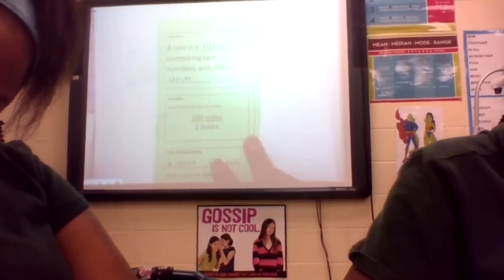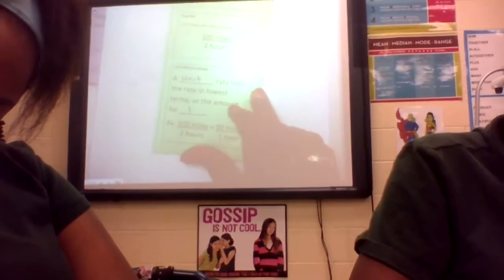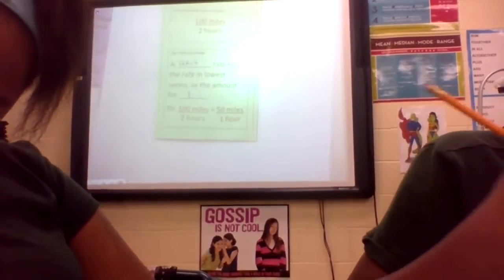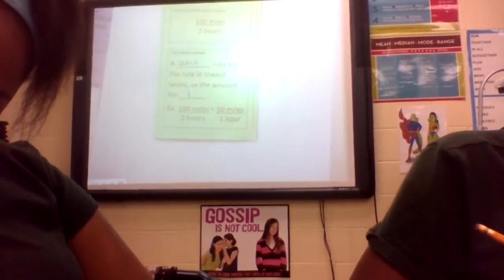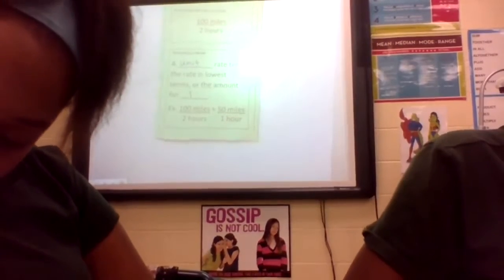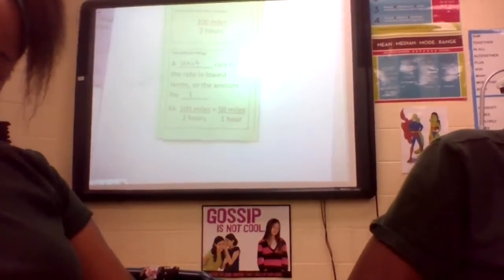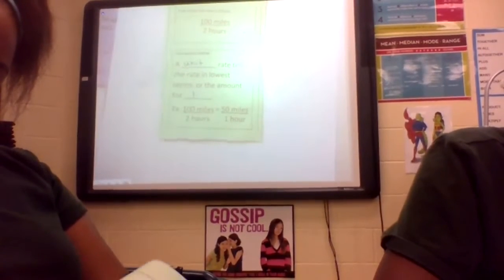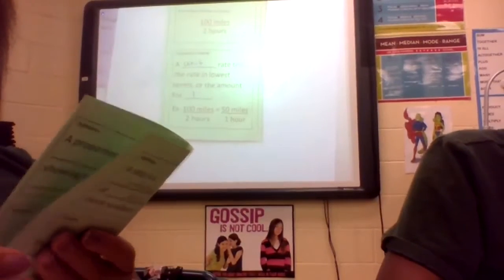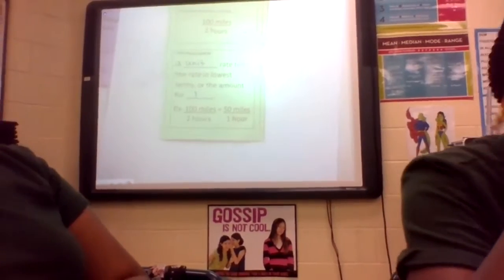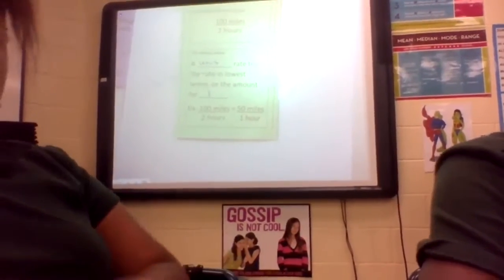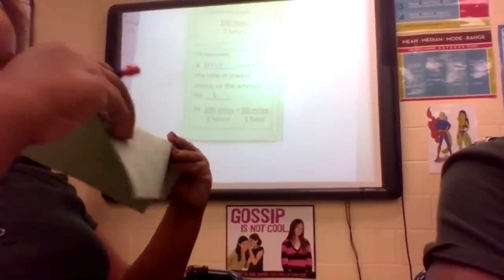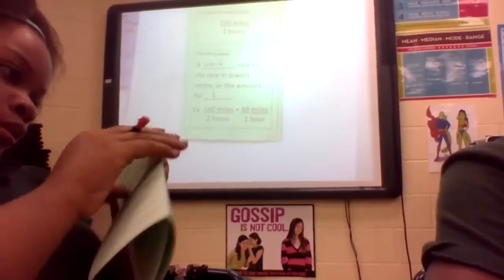Now, it says a unit rate tells the rate in lowest terms, or the amount for one. When we talk about a unit rate, we want to know how much it is for one. A ratio can have different units and different numbers. But when we talk about a rate or a unit rate, we only want that number compared to one.